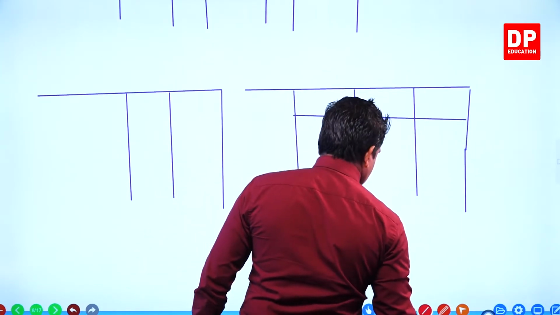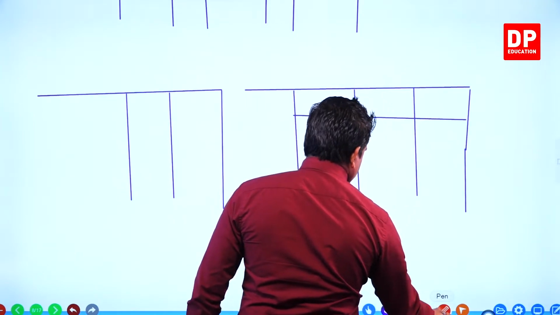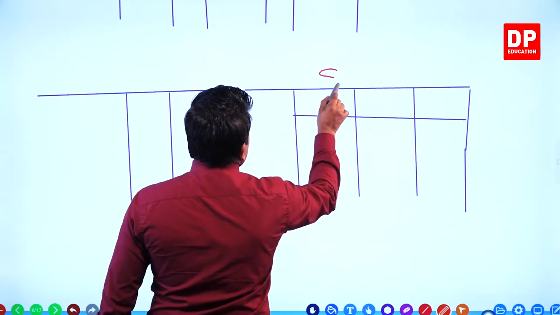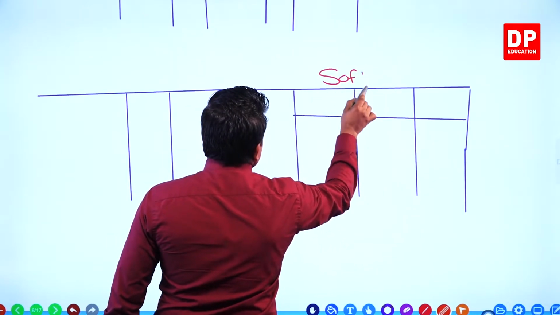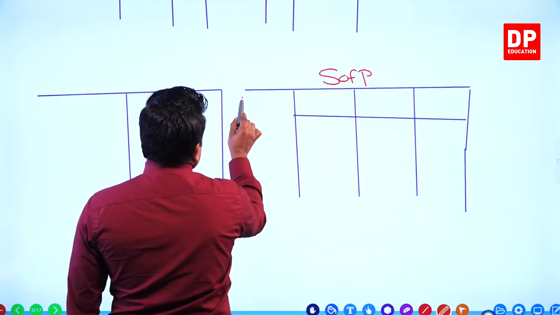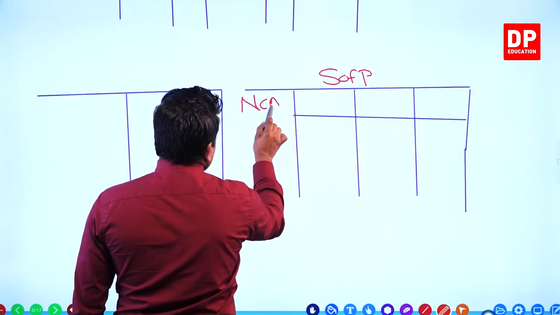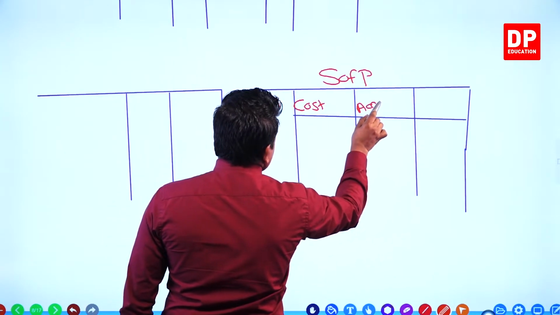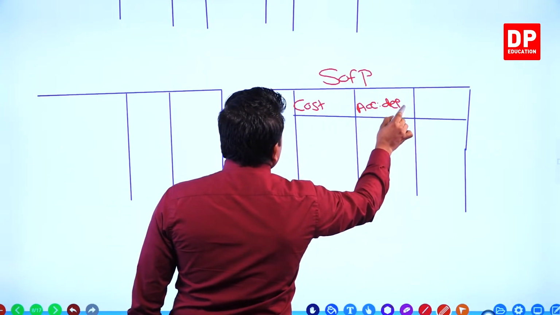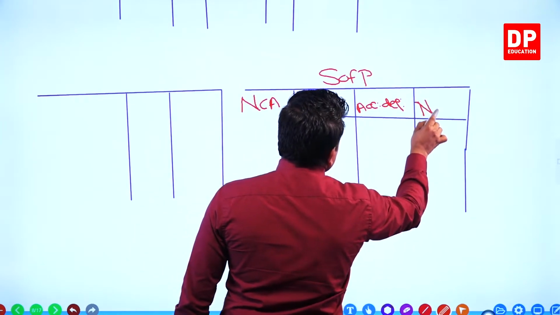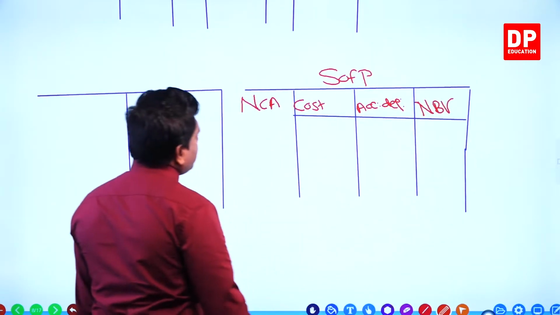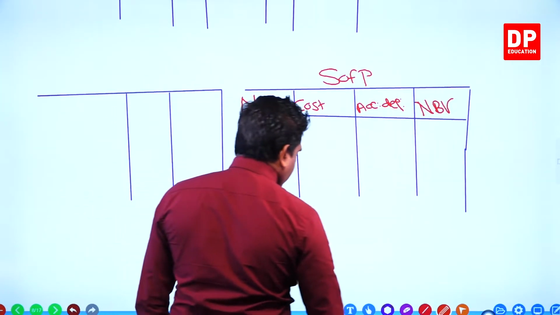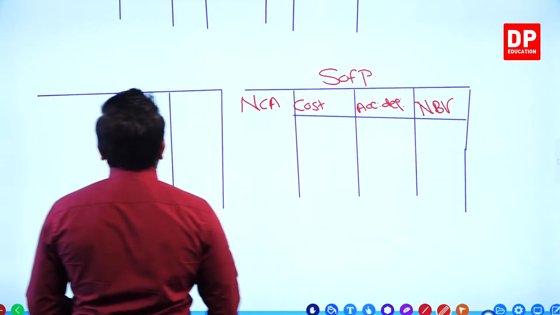Why 3 columns? See why 3 columns. I'll name them. SOFP means statement of financial position. I use the short word, non-current assets, right? Cost, accumulated depreciation, net book value, right? Here you can write machinery and those things when we find them, right? Then here profit and loss statement, P&L.